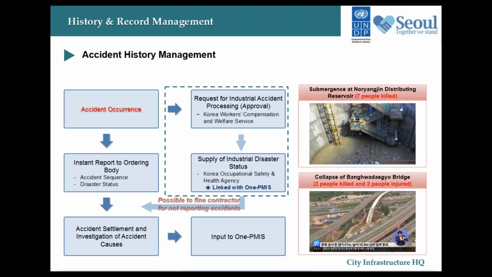If the contractor attempts to hide the accident by not reporting to the ordering body, they can face penalties. The Seoul government officials can impose penalties on the contractor according to the relevant laws and regulations. Furthermore, the Seoul government can minimize the likelihood of cover-ups by cross-checking the accident reports against the information on the victim's industrial disaster insurance compensations as provided by the Korea Occupational Safety and Health Agency, whose information is directly linked to OnePMIS.